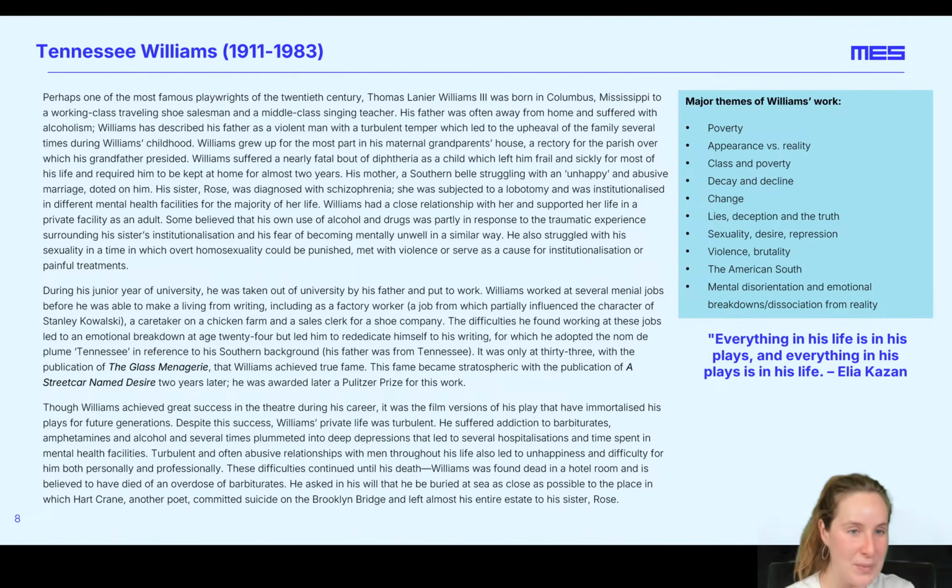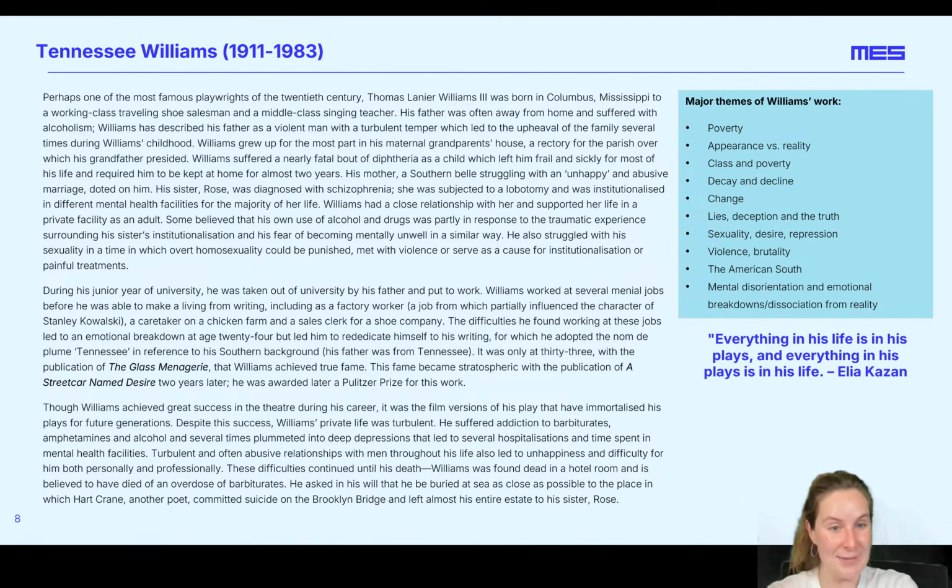The main themes in Williams' work: poverty, appearance versus reality, class and poverty, so really the institutional levels of poverty in particularly the working class, decay and decline, change, lies, deception and the truth, sexuality, desire and repression, violence and brutality, the American South, mental disorientation and emotional breakdowns and dissociation from reality.